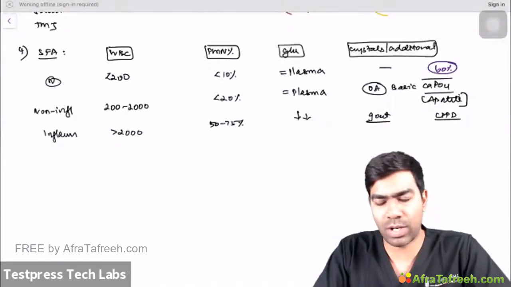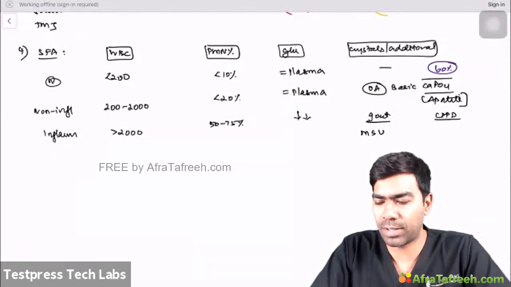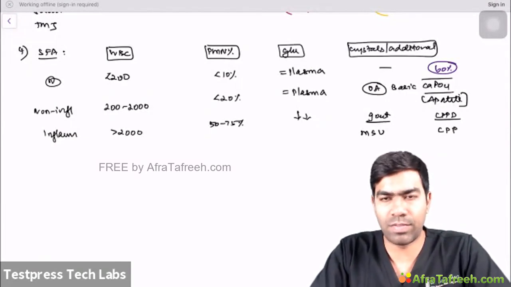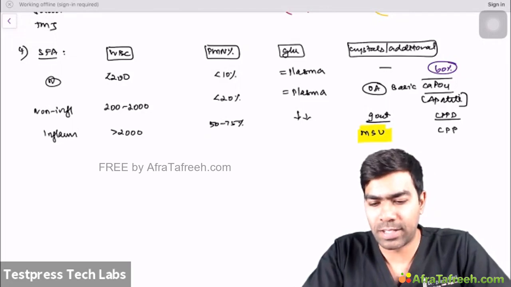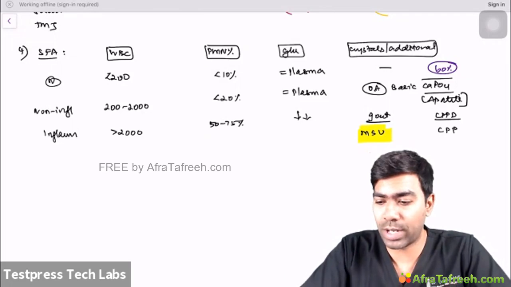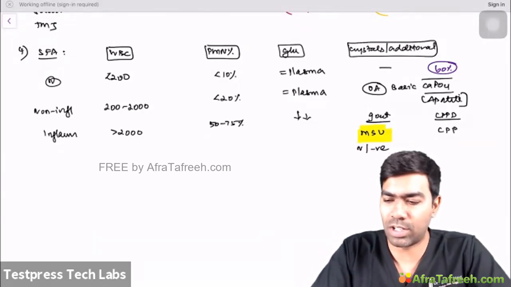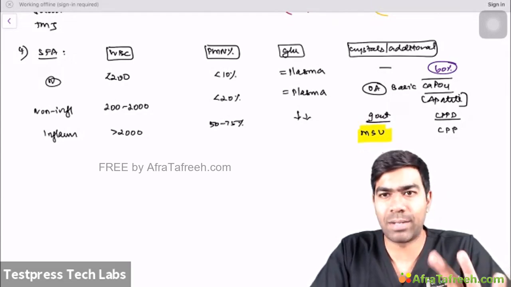In gout, you know what crystals you're going to see. You're going to typically see monosodium urate crystals, MSU, and in CPPD, you will be seeing the CPP crystals, that is calcium pyrophosphate crystals. We'll be explaining again, don't worry about that. In gout, you'll have needle-shaped and negatively birefringent crystals. So two things you have to know with regard to gout: needle-shaped and negatively birefringent. So monosodium urate, needle-shaped, negatively birefringent.